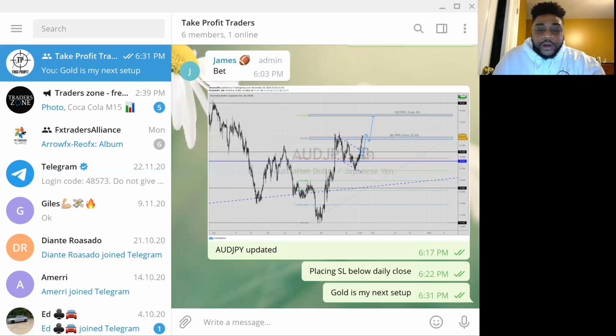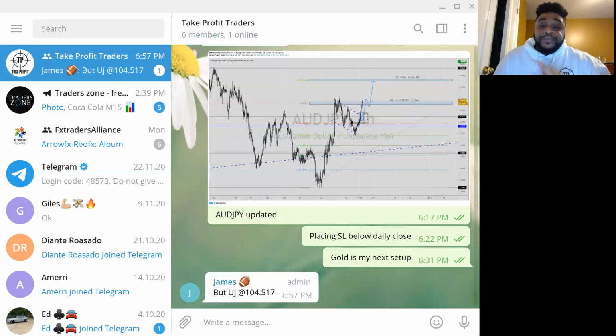Price did head to our negative 27% projection level, which is our second take profit. The 0% is our first take profit, and the negative 61.8% is our third take profit. So we have three take profits: the 0%, the negative 27%, and the negative 61.8%.